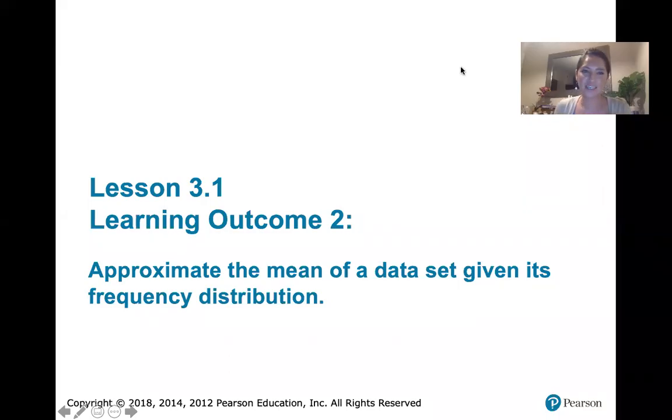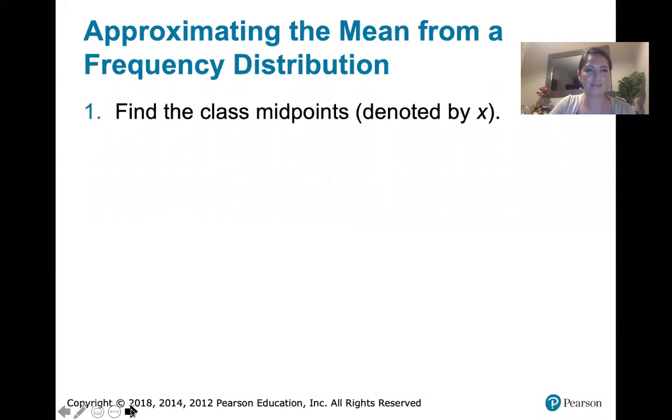In this video, we discuss approximating the sample mean of a data set given its frequency distribution rather than the original data set. So in order to do this, we're going to follow this procedure.